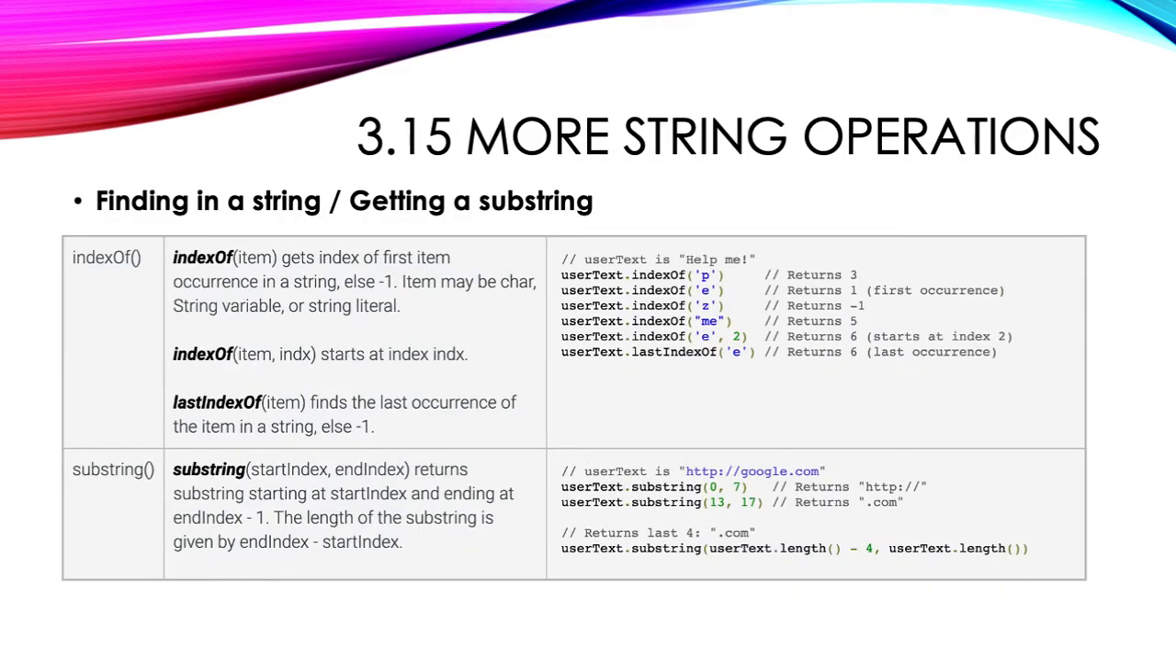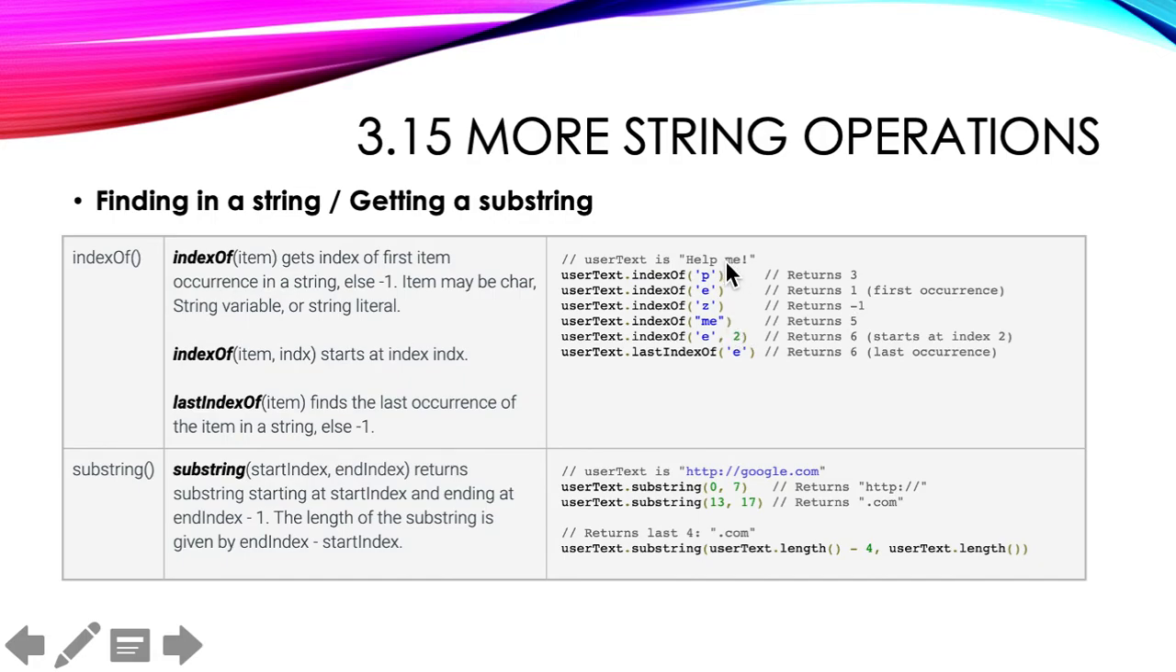Index of, basically in a string. Let's say you type in the word "help me". It will return a 3 because 0, 1, 2, 3. So basically the word is being indexed from 0 to the last character. So 0, 1, 2, 3, this is 3. For E, we pick up the first character, 0, 1, and return a 1. Z, there's no Z, return -1.